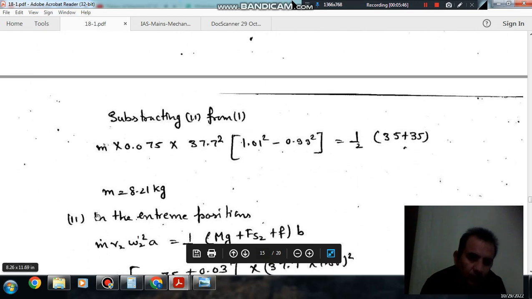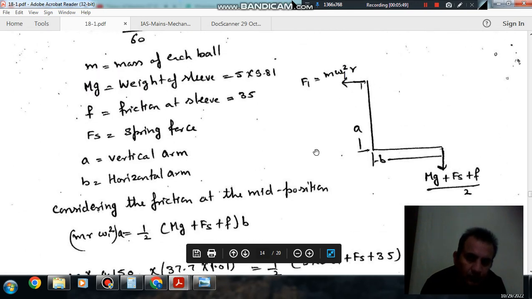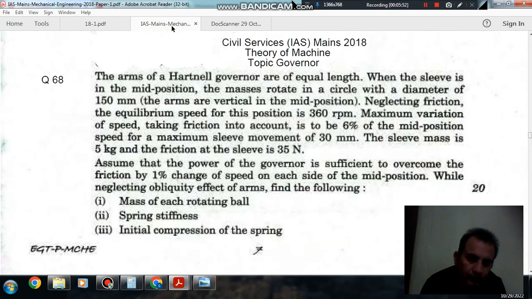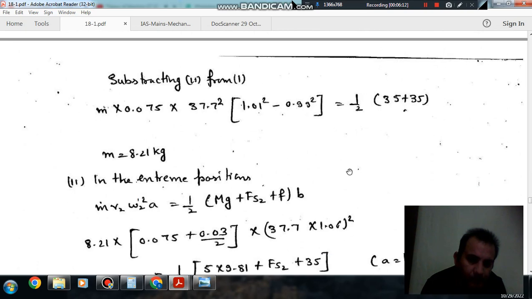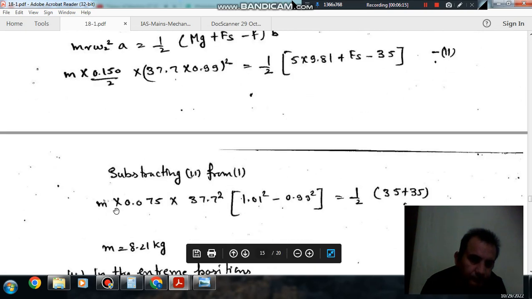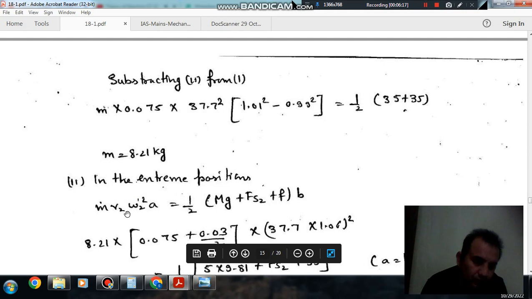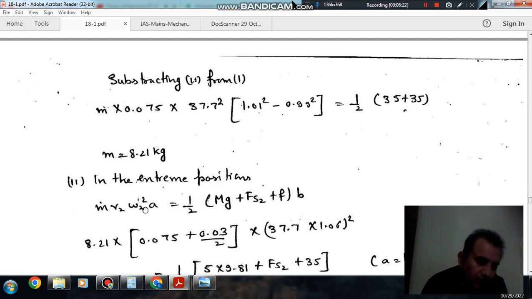Okay. So now in extreme position, this is the case when the sleeve remains at the mid position. So when there is extreme position, then the A arm will come here, radius will be maximum. Okay, R1 will be maximum. And suppose it is R2 and the speed will be maximum, and suppose this is omega 2 dash.